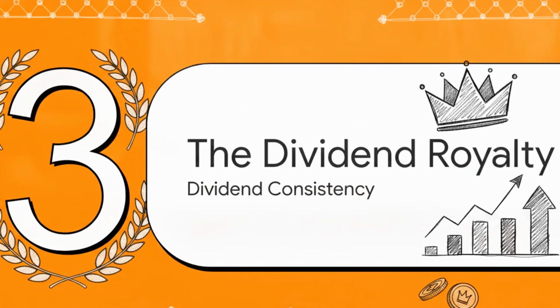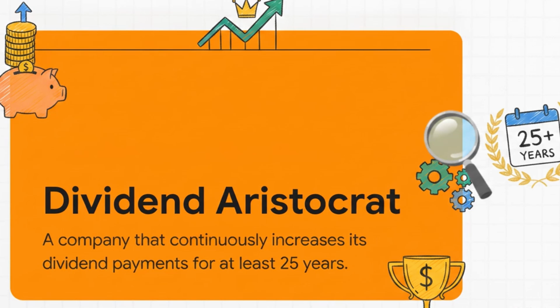All right, Section 3, the dividend royalty. You guys hear these terms thrown around all the time, so let's lock down the definitions. A dividend aristocrat is an S&P 500 company that has continuously increased its dividend payout every single year for at least 25 consecutive years. Now, a dividend king takes it to an entirely different level, increasing dividends for 50+ years, half a century. You'll also hear broader terms like dividend champions, contenders, and challengers for different streak lengths.